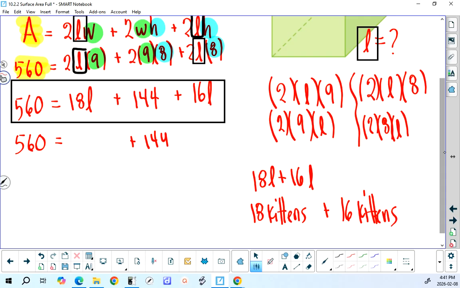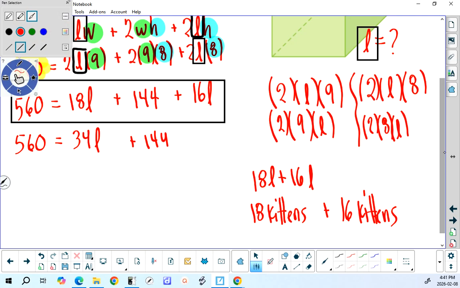This is what we call in high school math similar terms. I can add L's and L's, and 18 kittens plus 16 kittens gives me 34 kittens. 18L plus 16L gives me 34L. And now this equation is ready to be rearranged. Your first step is to subtract 144 from both sides. It's grade 8/9 math we're doing right now.